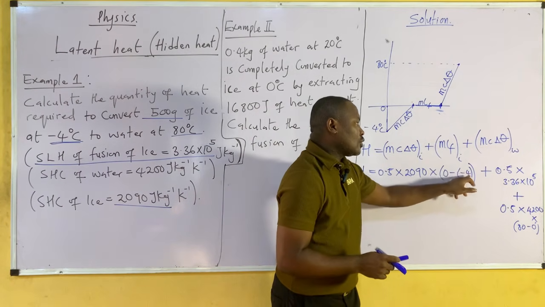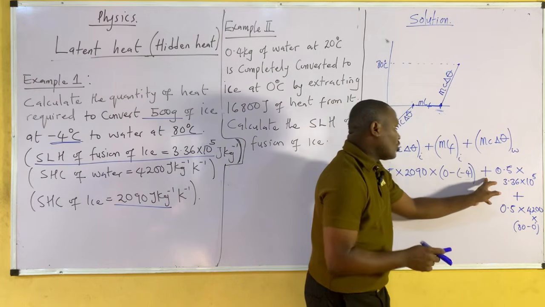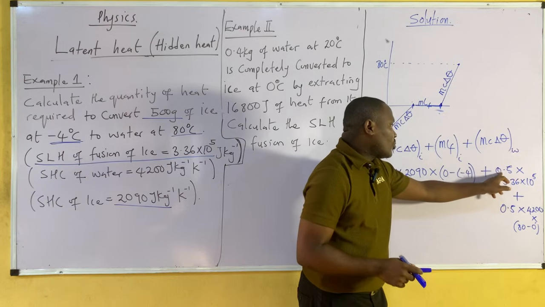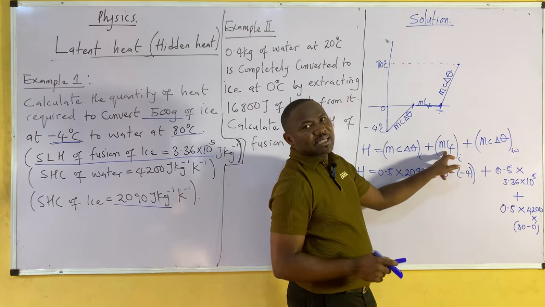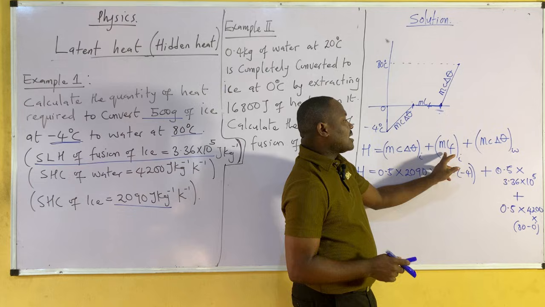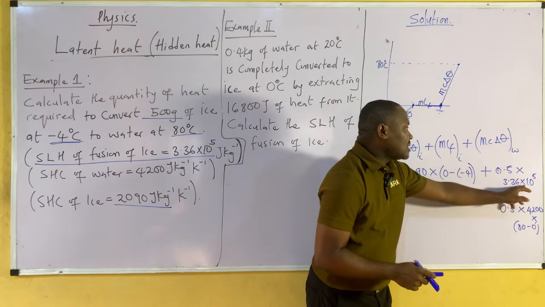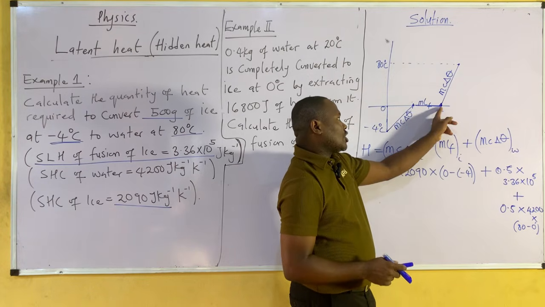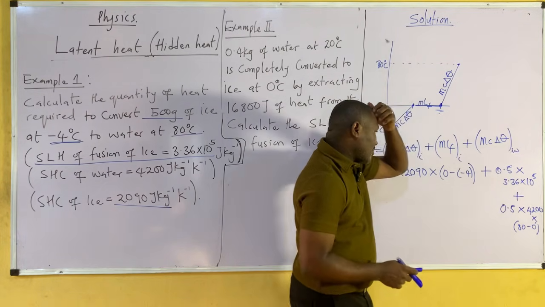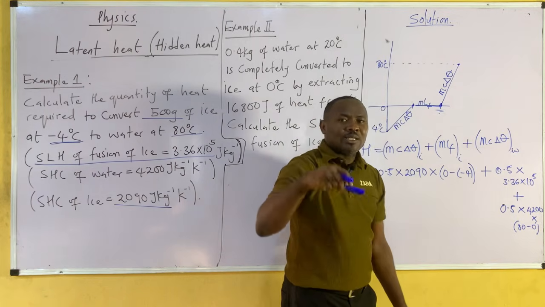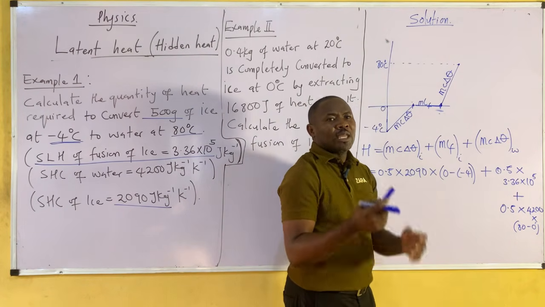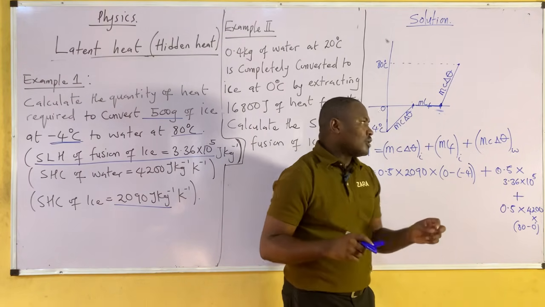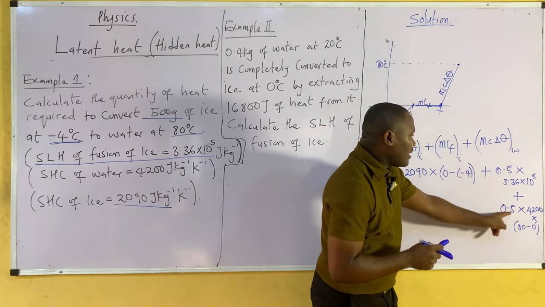So 0 minus 4, close the bracket, plus, what is the mass of the ice? Is it 0.5? 0.5 times the specific latent heat of fusion, which is 3.36 times 10 raised to power 5. No temperature change, remember, no temperature change. Now, plus, what is the mass of the liquid? The mass of the liquid is the same as the mass of the ice. When ice melts, the mass of the ice is equal to the mass of the liquid. So it's now 0.5 times.